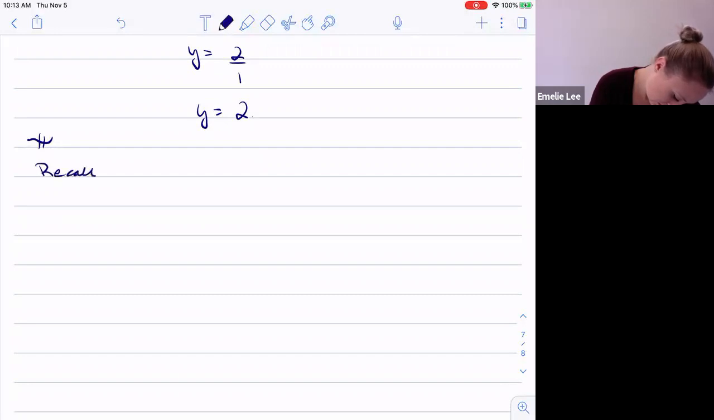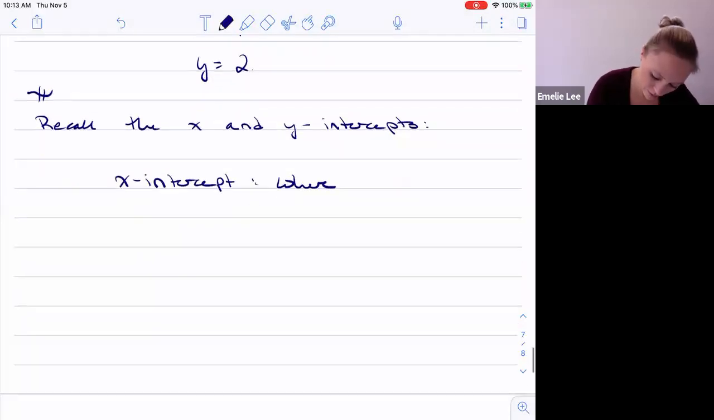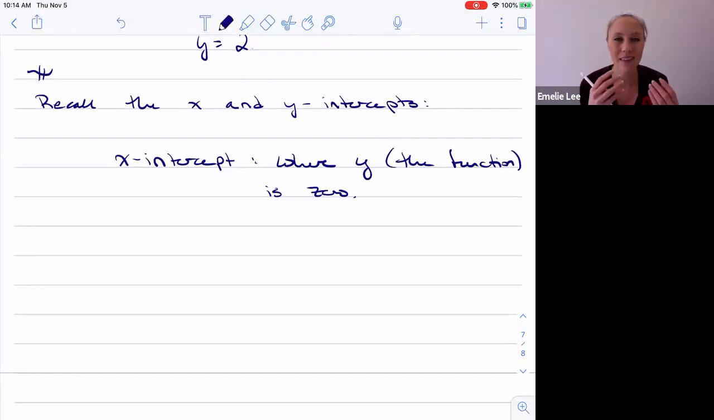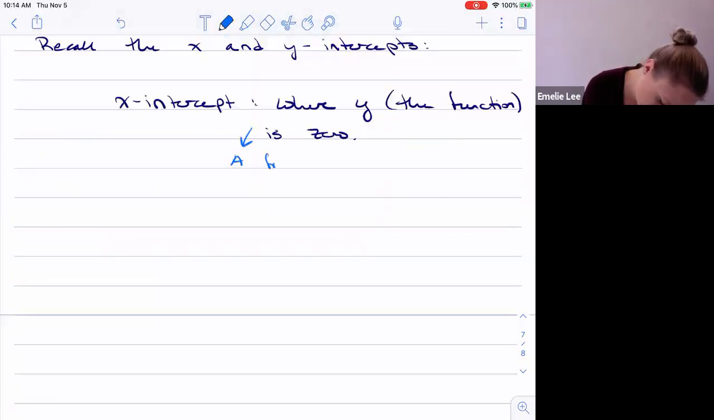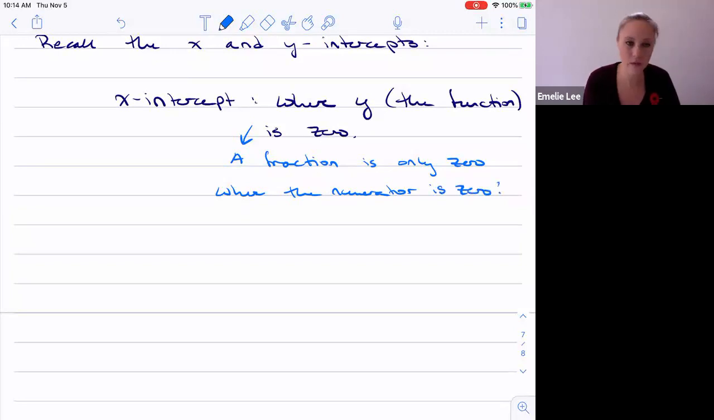Recall the x and y intercepts. The x-intercept is where y, or the function, is 0. Okay. One thing to keep in mind, if you've got a fraction that you're dealing with, that thing is only going to be 0 if the numerator is 0. So a fraction is only 0 where the numerator is 0. So that means you have to find the zeros of the numerator as well as the denominator.